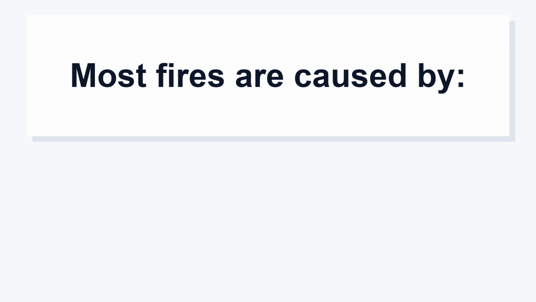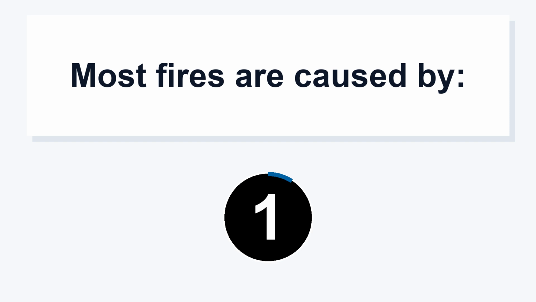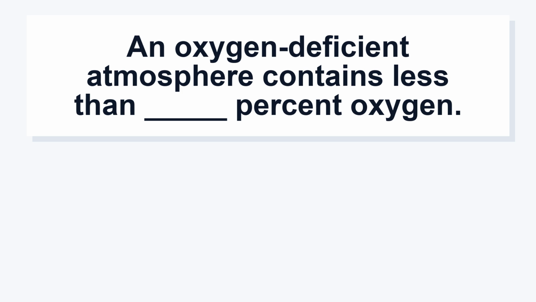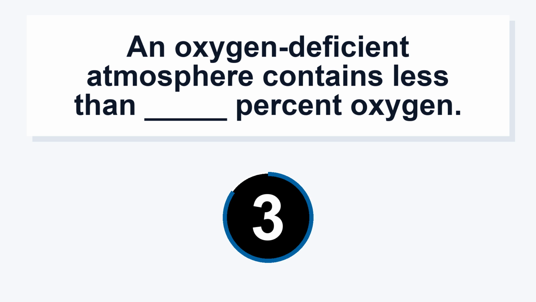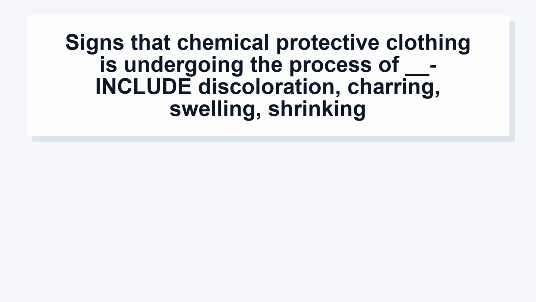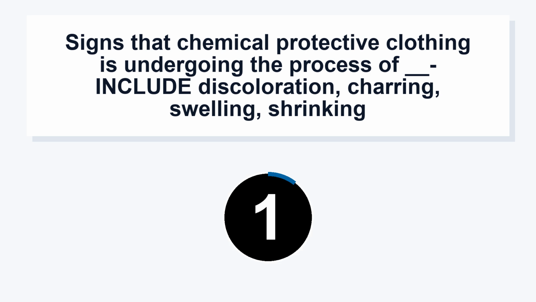Most fires are caused by avoidable actions or situations. An oxygen-deficient atmosphere contains less than 19.5% oxygen. Signs that chemical protective clothing is undergoing the process of degradation include discoloration, charring, swelling, shrinking.